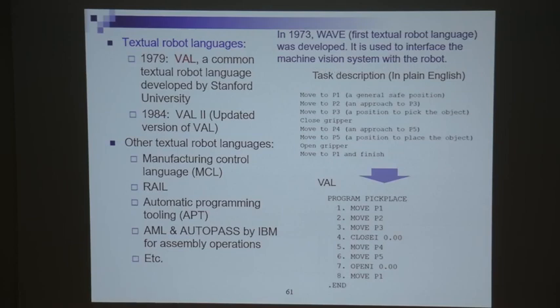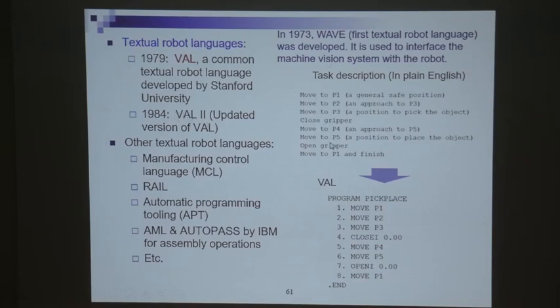At that point in time, the robotic community had started using machine vision. Digital electronics and digital image processing had developed to a certain stage where they could be used together. So this is in 1973. But the first common textual robotic system was developed in 1979. This is known as the VAL system. In 1984, there was an upgrade, known as VAL2.